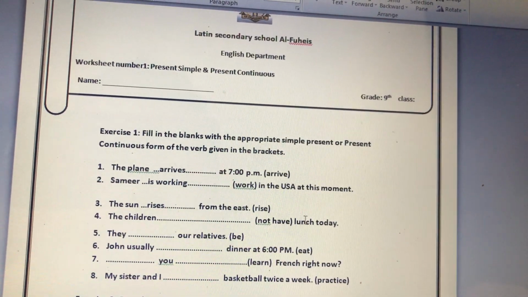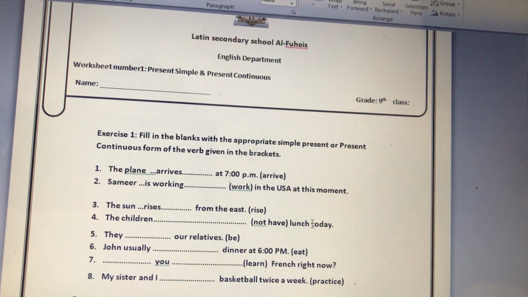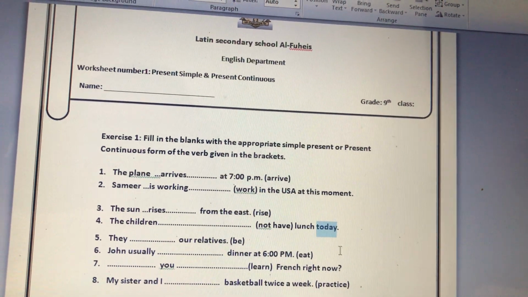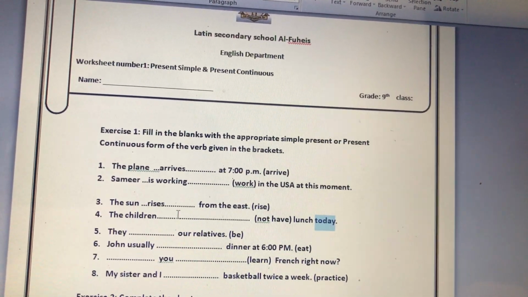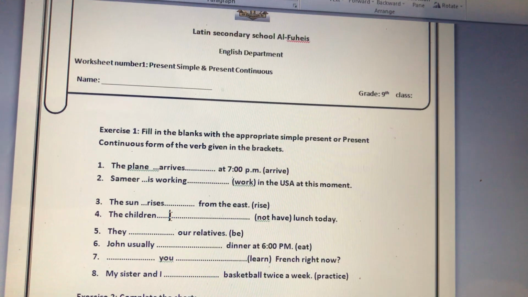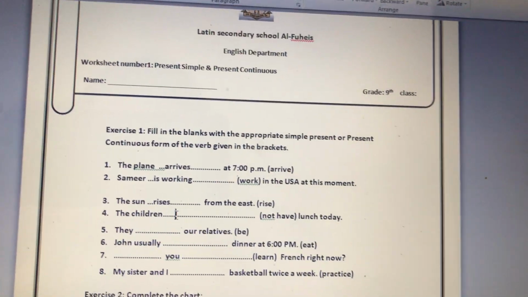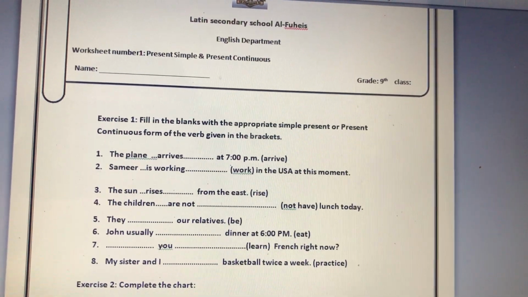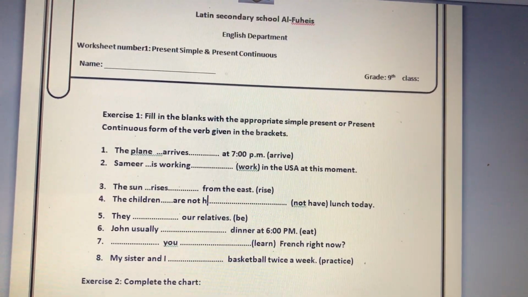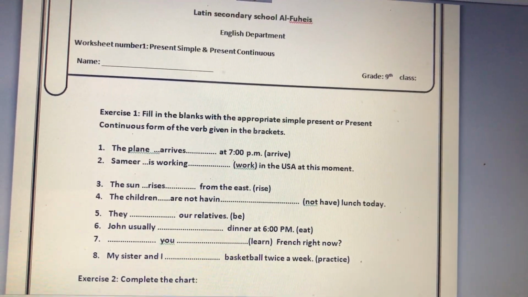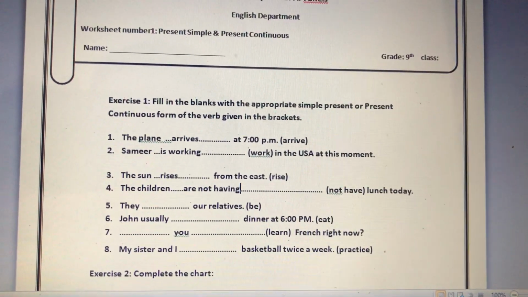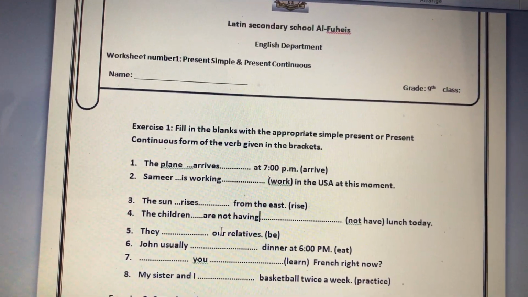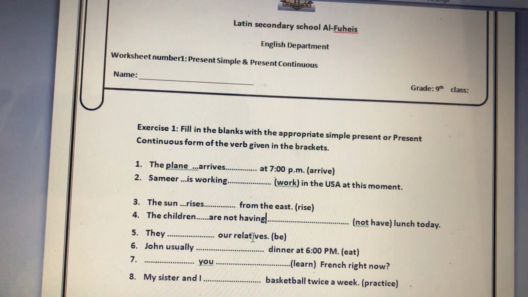And here we have the keyword today, and this keyword is for the present continuous form or tense. So the answer will be the children, it is plural, are not because it's in the negative form, having, and see how I am going to write having according to the spelling rules that we took. The children are not having lunch today.